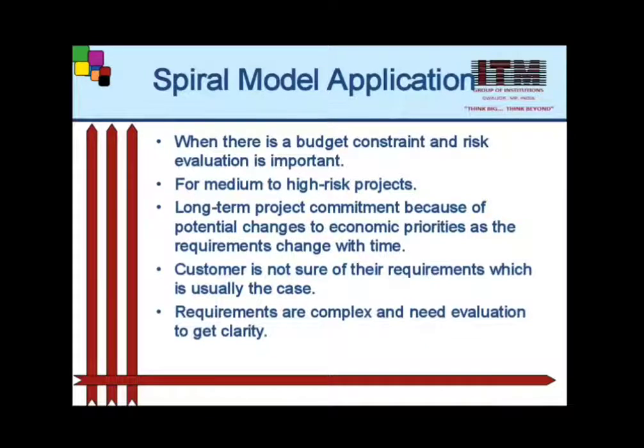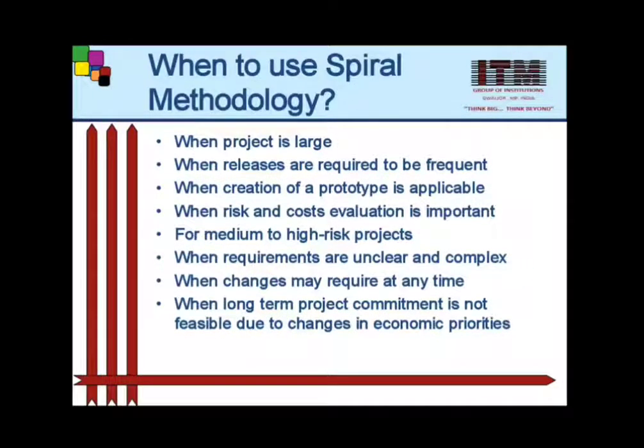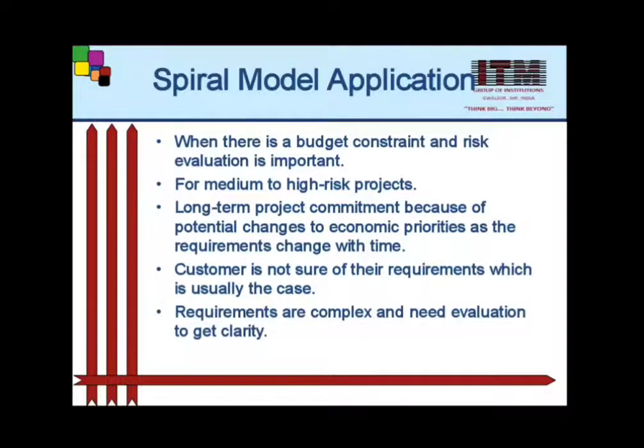Now here are some applications of a spiral model. The first application is when there is a budget constraint and risk evaluation is important. Budget is a very important factor in creation of any model. So especially in the case of a spiral model we have to identify the specific constraints involved in the budget so that we can use this model. And for medium to high risk projects, as I already told you in my previous slide, for highly risky projects the spiral model is also preferable.